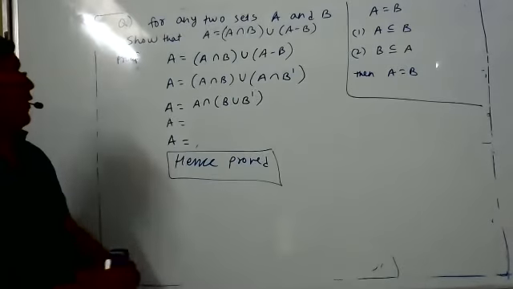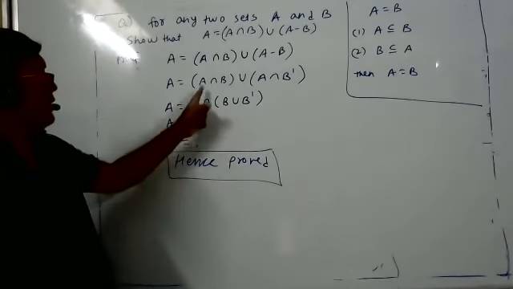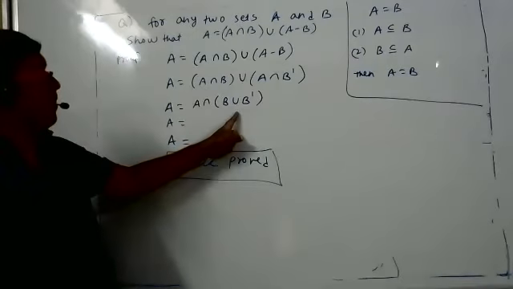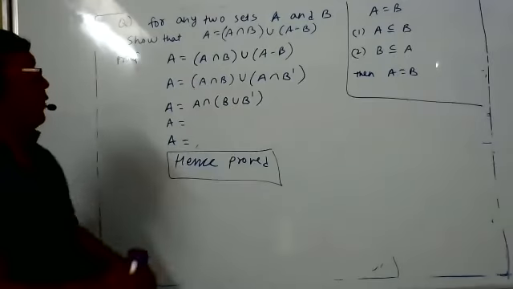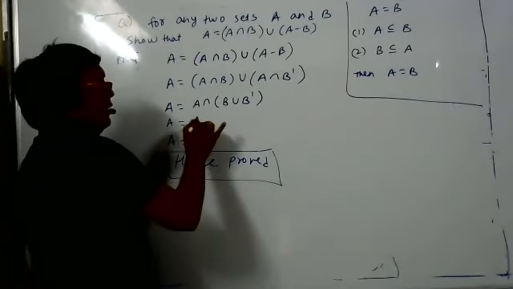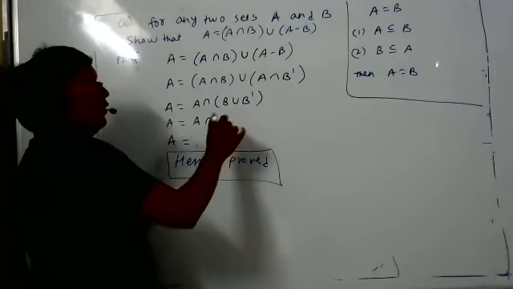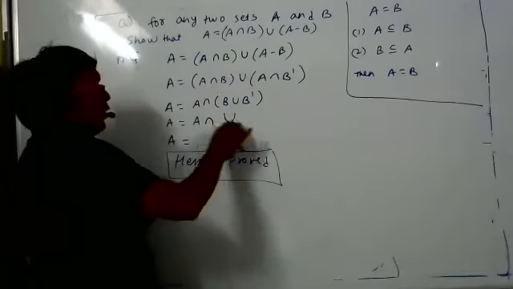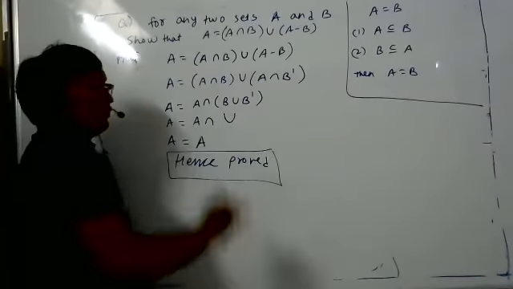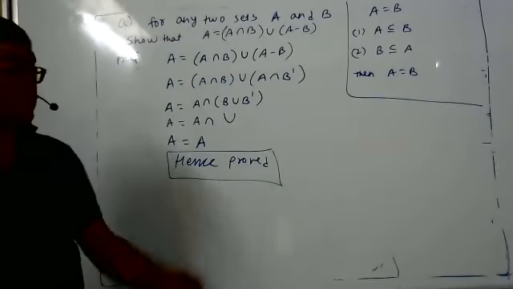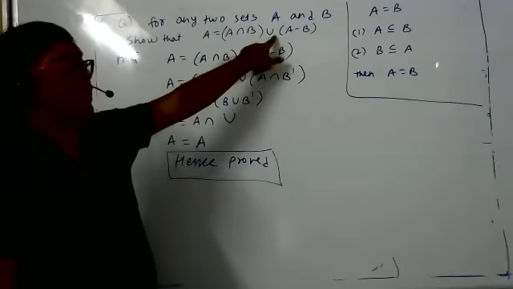Are you understanding this one? Can we write this way? Yes, sir. Girls, can you understand? Now what is B union B complement? Universal set. What is common between A and universal set? A. This is correct. I think this question is only correct. Some printing mistake may be there.